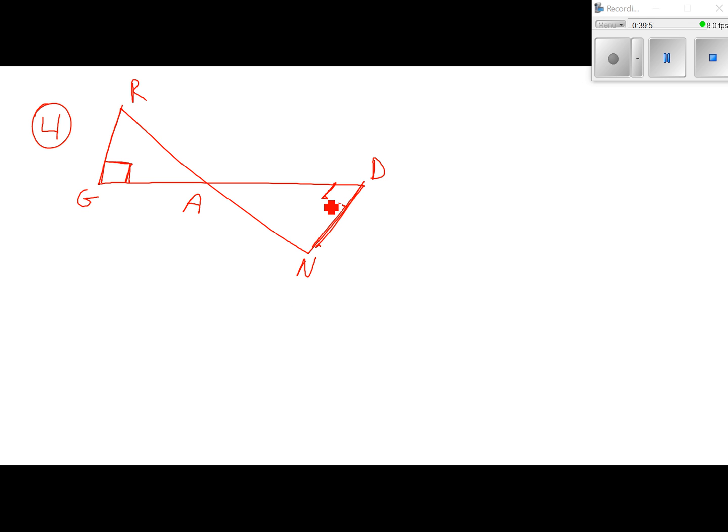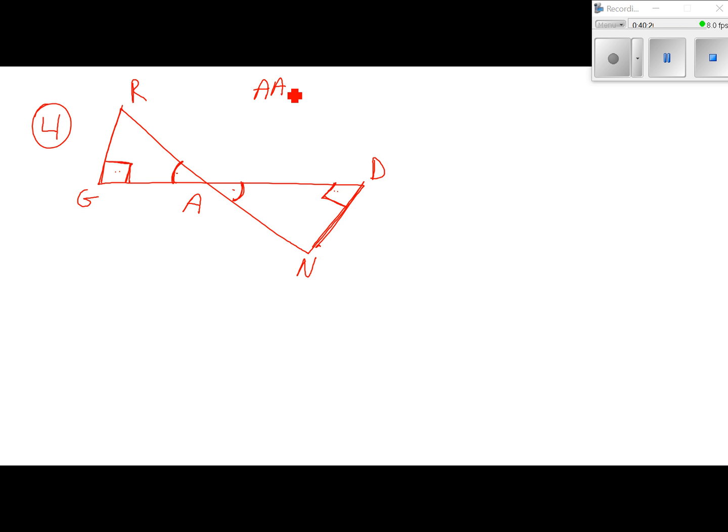And then they tell us that angle D and angle G are congruent. That's because they're right angles, so they're both congruent. And angle DAN, that's this angle, is congruent to this. I'm not sure why they had to tell us all this, because we know that these two are congruent because they're both right angles, and we know these two are congruent because they're vertical. And then that tells us that these two triangles are similar because of angle.